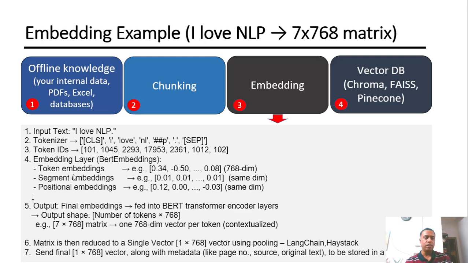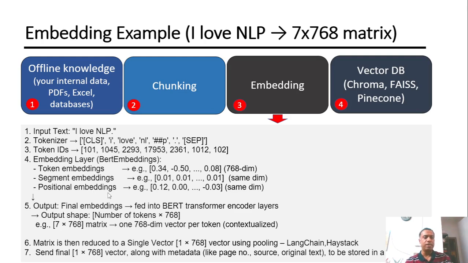So these embeddings, which are the final embeddings, will move into a BERT transformer encoder layer. And finally, what you get as an output is a number of tokens times 768. So if you have 7 tokens, like I said, that is one vector per token. So you have one 768-dimension vector per token as an output. Now this has to go into a vector database like Pinecone or FAISS. But this has to become a single vector, right? That is what is typically taken by your vector database.